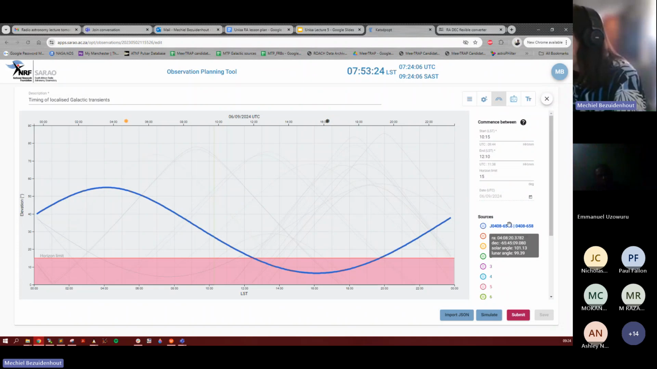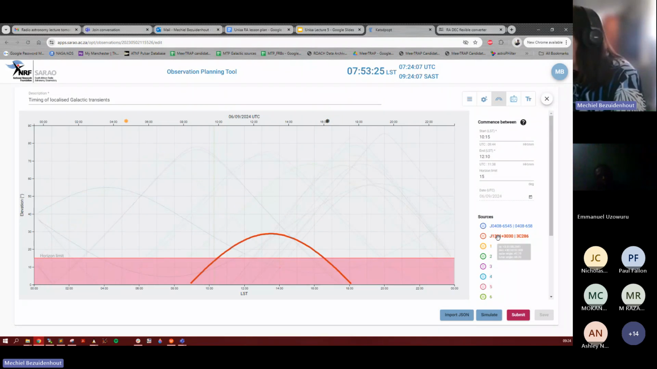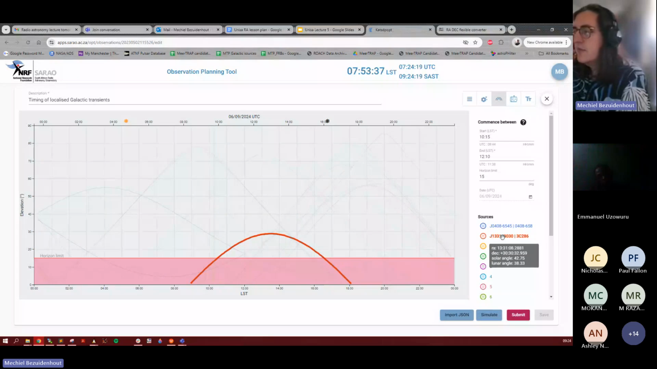Here's an example of a pulsar that has a declination of plus 30. So it's 90 degrees away from the Meerkat's latitude, meaning that it's only up in the sky for a very, very short amount of time. And you can use the LST to calculate exactly when it will be in the sky and when its maximum elevation will be.